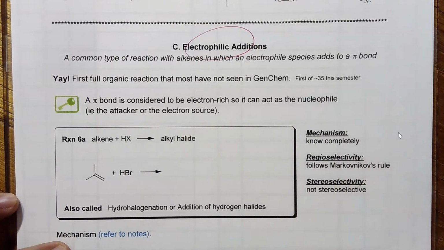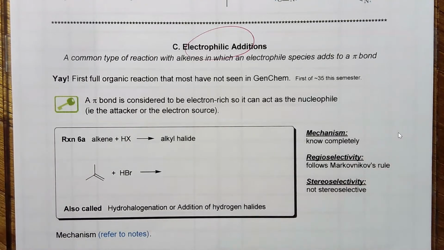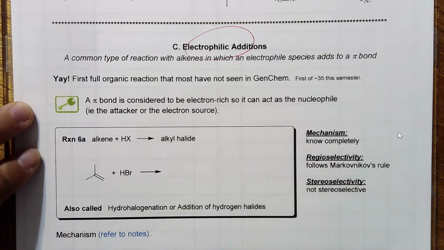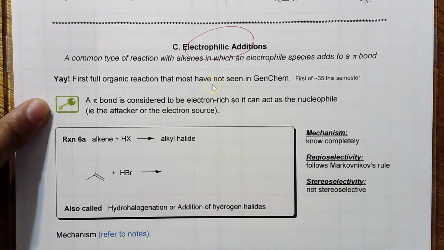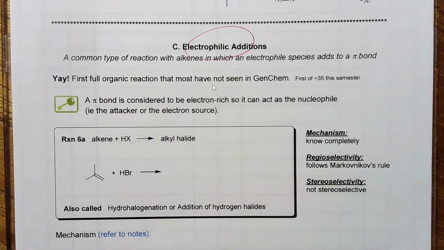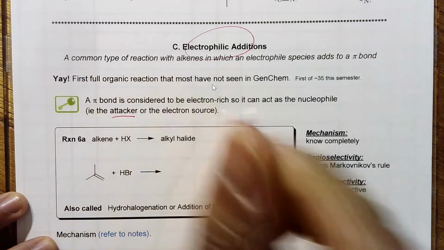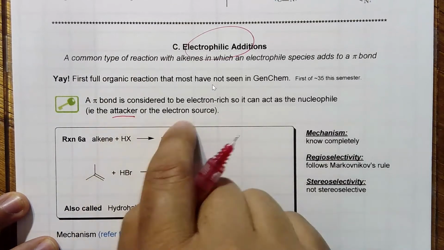This is the first reaction for the semester. We're going to see around 35 once everything is completed. The key point for this first reaction is a pi bond is considered to be electron rich, and it can act as the nucleophile. In other words, it is the attacker or the electron source.